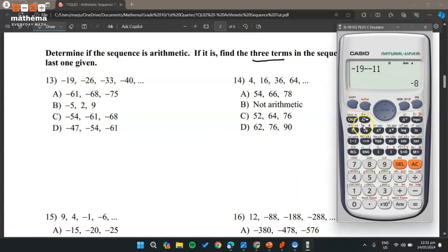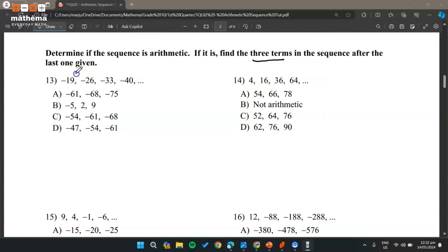Is this arithmetic? So again, we will do negative 26 minus negative 19, and that gives us negative 7. And if you look at this, this is negative 7, and this is also negative 7, and this is negative 7. As you can see here, we have a constant difference, which is, again, negative 7.